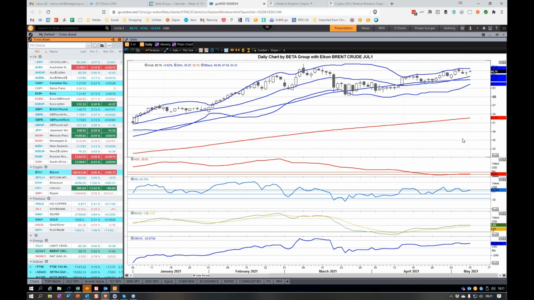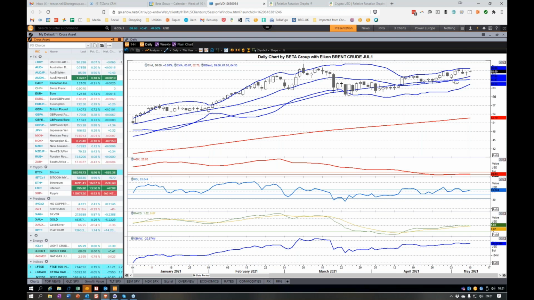So the moving averages are pointing up now in the right order, the 20 crossed the 50, so it's 20, 50, 200 here. That wasn't the case. It was a neutral message for a long, long time. Now it's a bullish message.